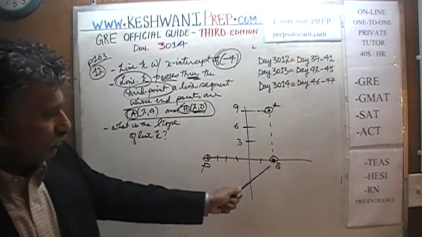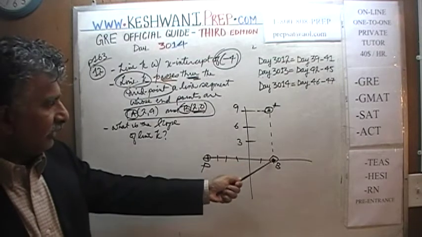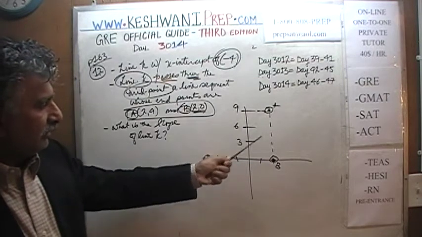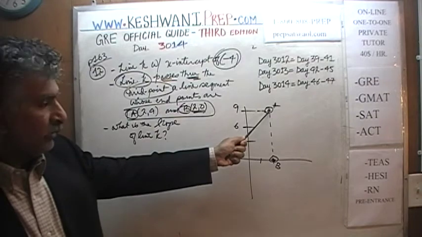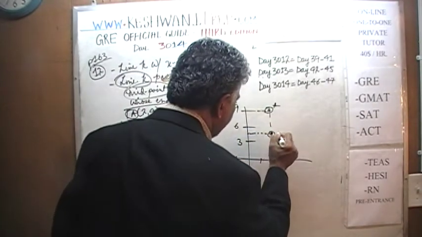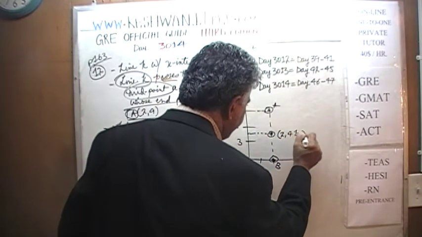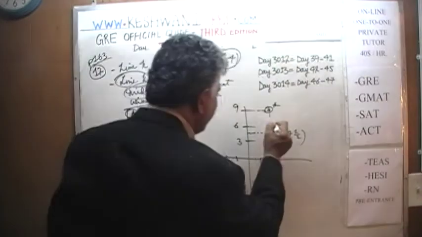What's the midpoint of these two points? Well, it's very simple. It's just a vertical segment. Midpoint is going to be half of 9. It goes all the way from 0 to 9. The midpoint is 4.5. 4.5 is exactly here in the half bit. So it's going to be (2, 4.5). And let's call this point Q.